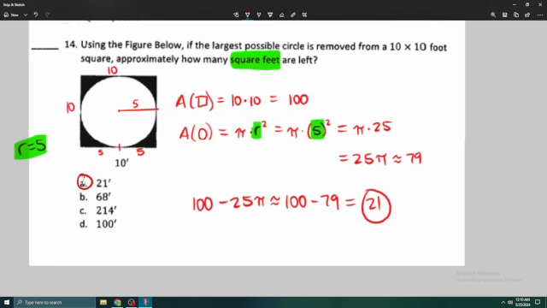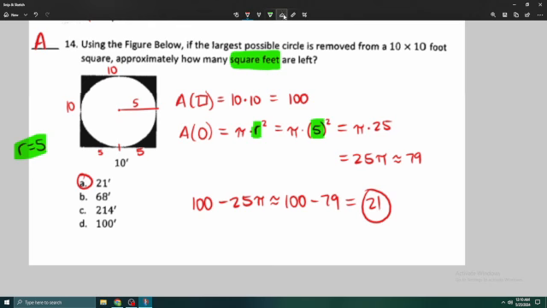It's 21 feet. I'm a typical mathematician, not good with my units. Okay. This one was challenging.